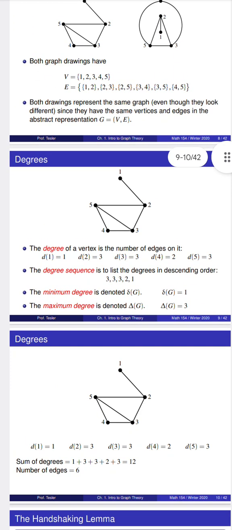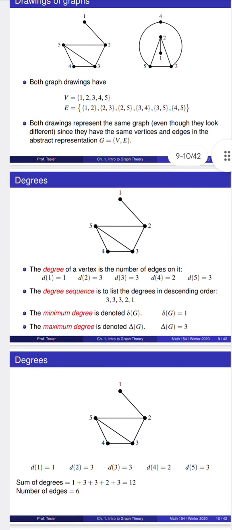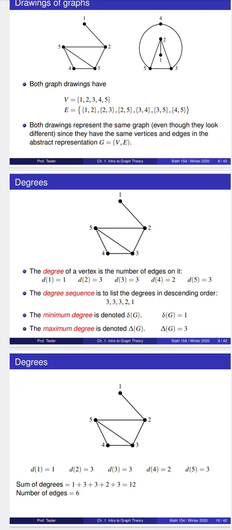Sum of degrees will be 1 plus 3 plus 3 plus 2 plus 3, which equals 12, and the number of edges is 6.